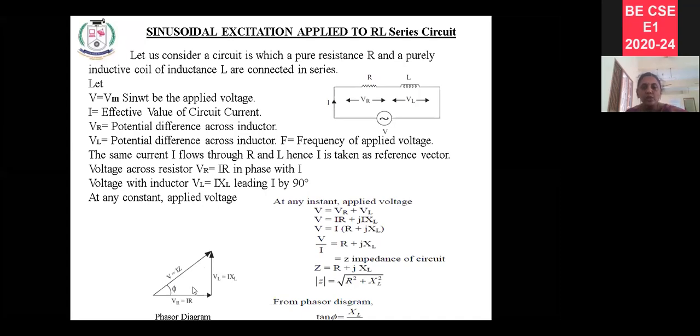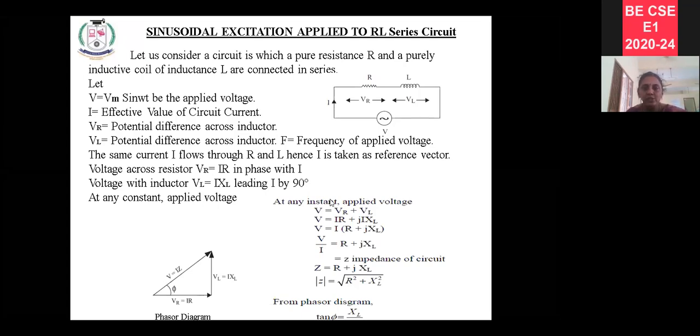Here we first calculate the impedance. Impedance Z is equal to the square root of R square plus XL square, where XL is the inductive reactance. The formula for it is XL equals omega L or 2 pi fL, where omega is the angular frequency and f is the frequency.